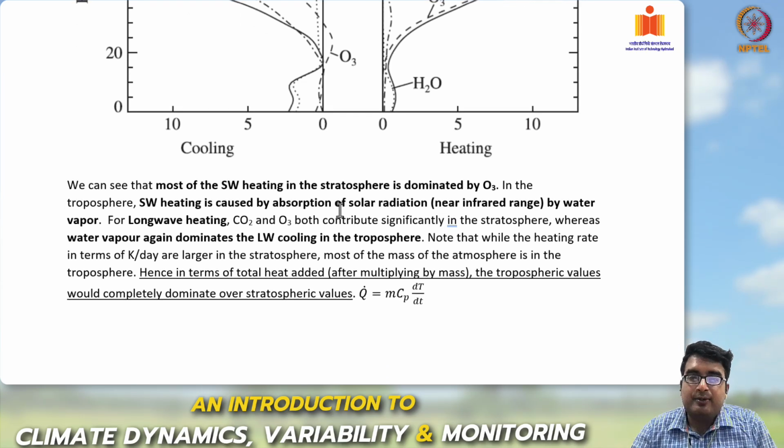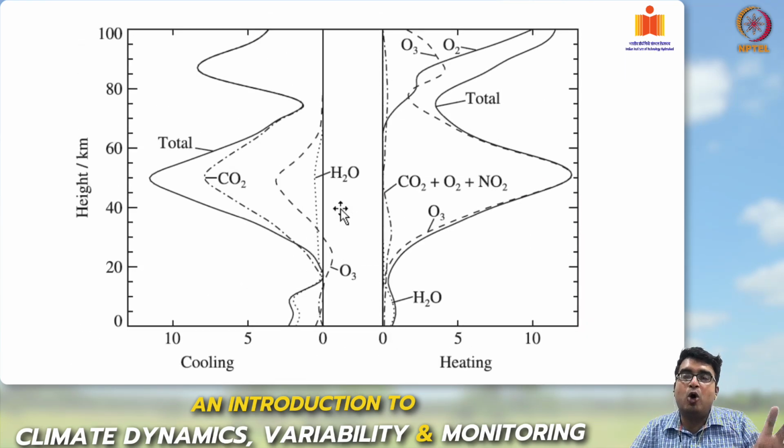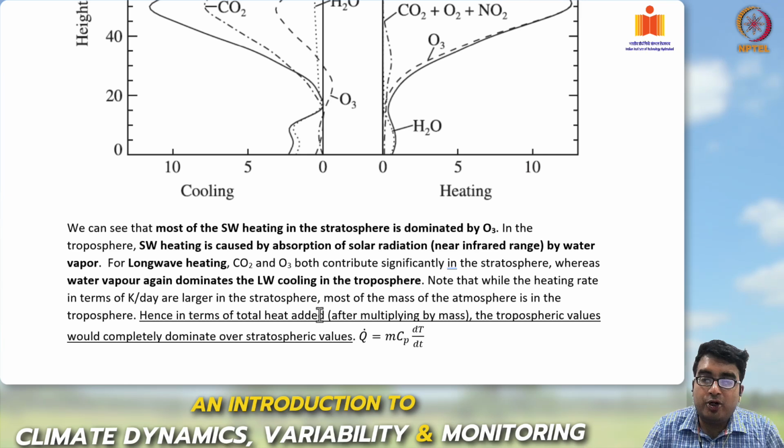So what we see is, overall, water vapor is the primary gas which is both absorbing shortwave radiation and emitting longwave radiation in the troposphere, with CO2 as a secondary emitter of longwave radiation in the troposphere. And in the stratosphere, ozone is the primary shortwave absorber, and CO2 is the primary longwave emitter, with ozone also being a secondary longwave emitter. So that's the contribution of the different gases at different places.